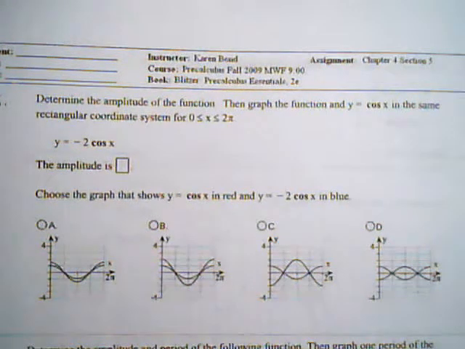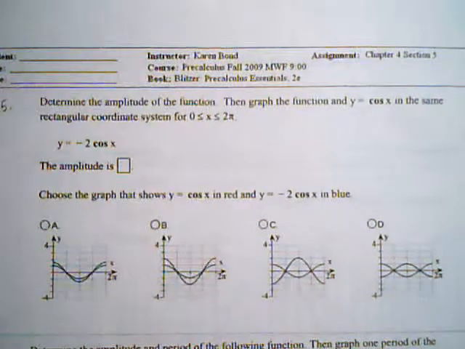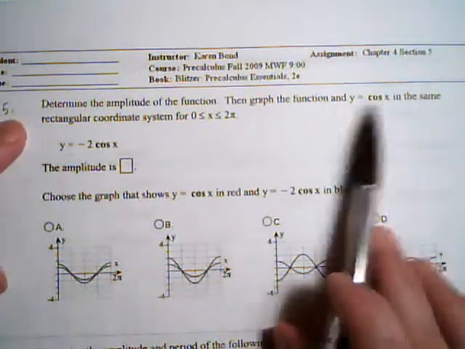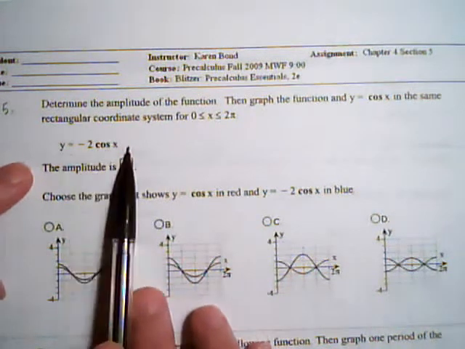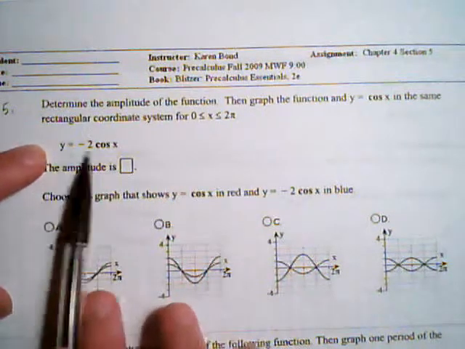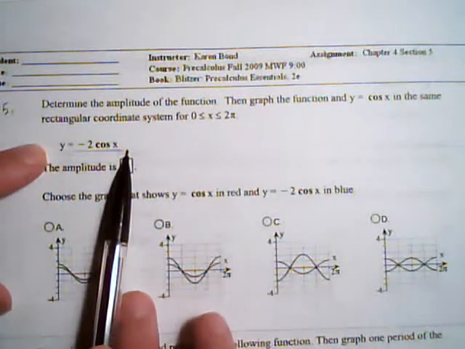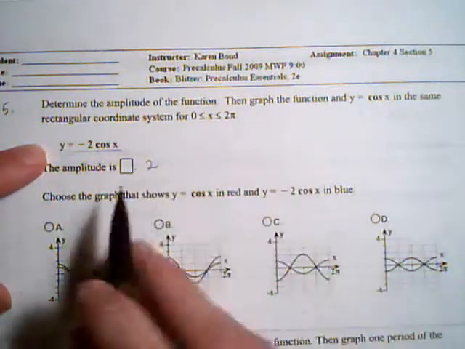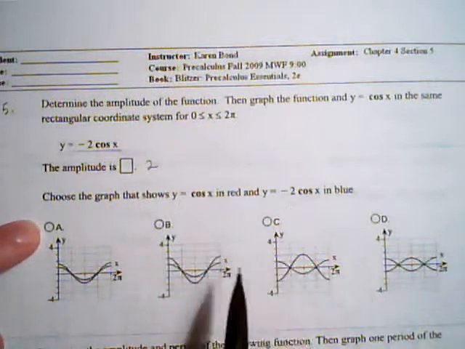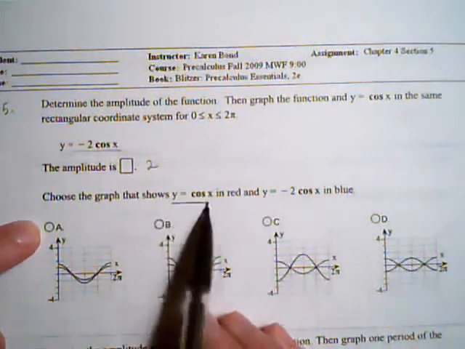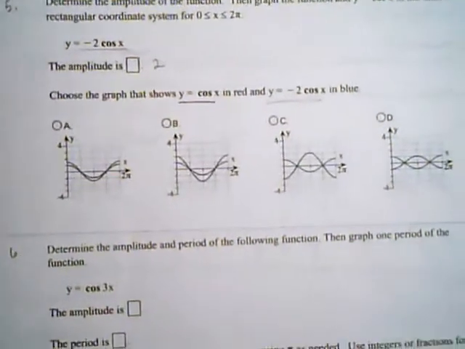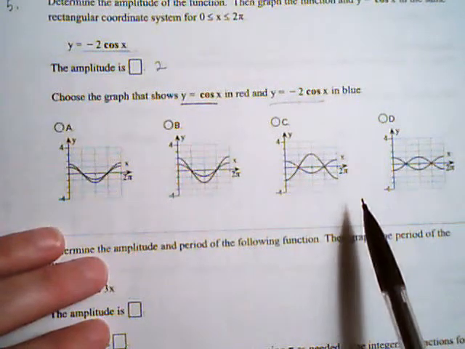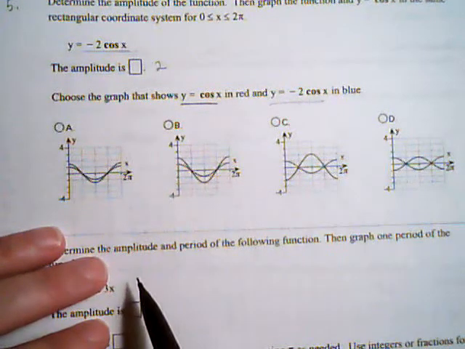Number 5 says determine the amplitude of the function and then graph y equals cosine of x in the same rectangular coordinate system as y equals -2 cosine of x. So the amplitude for this function would be 2, the absolute value of a. Choose the graph that shows both y equals the cosine of x and y equals -2 cosine of x. Okay, so I have to look for my correct amplitude, which would be 2.